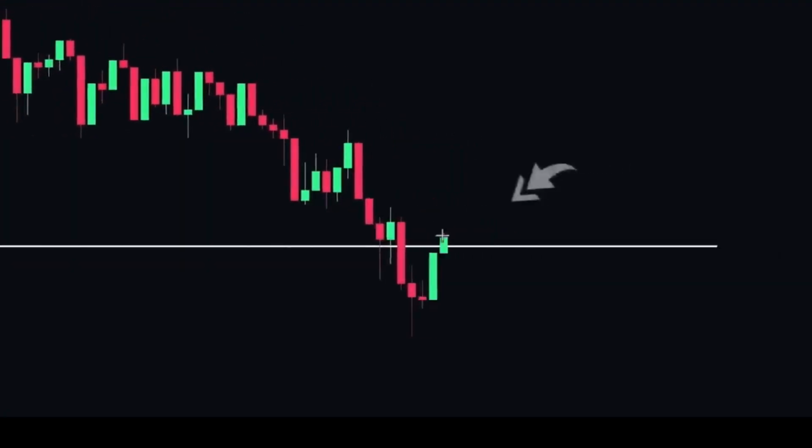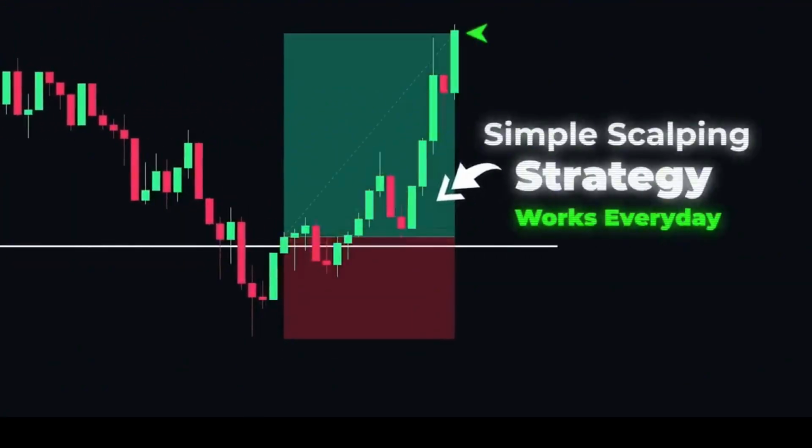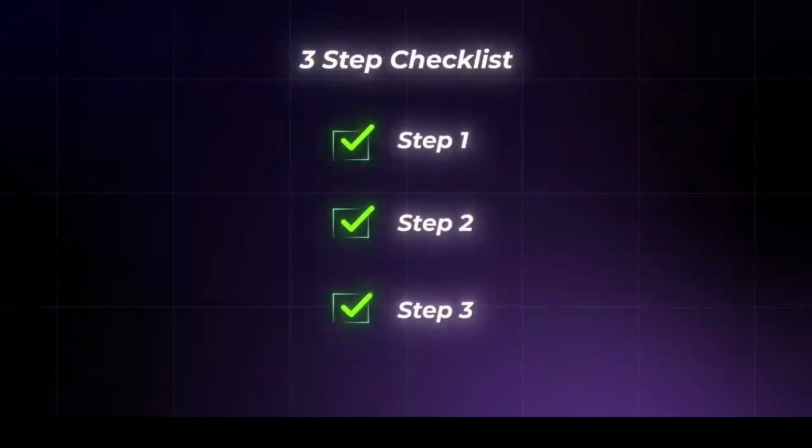In this video, I'll reveal a simple yet effective scalping strategy that works every single day. The strategy doesn't rely on any indicators or long preparations. It's completely rule-based, and all you need to do is follow a simple 3-step checklist before entering a trade.